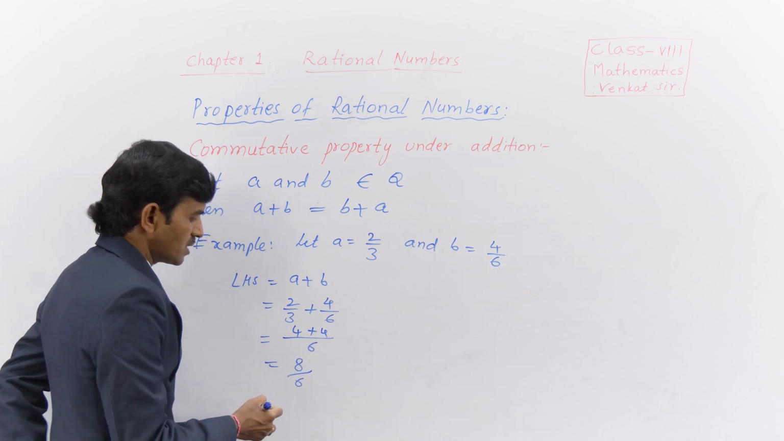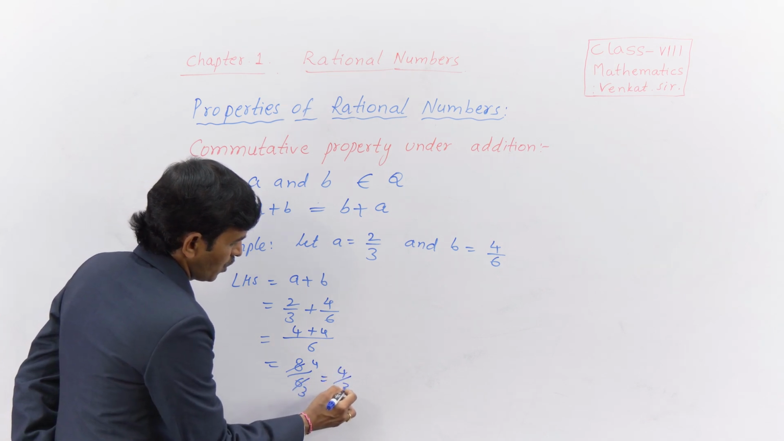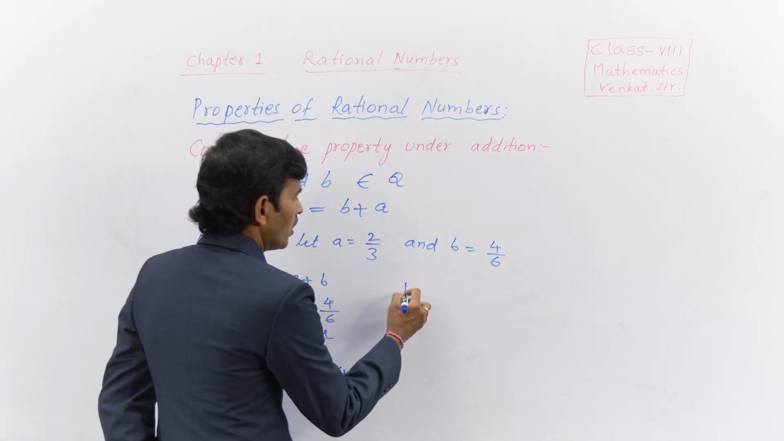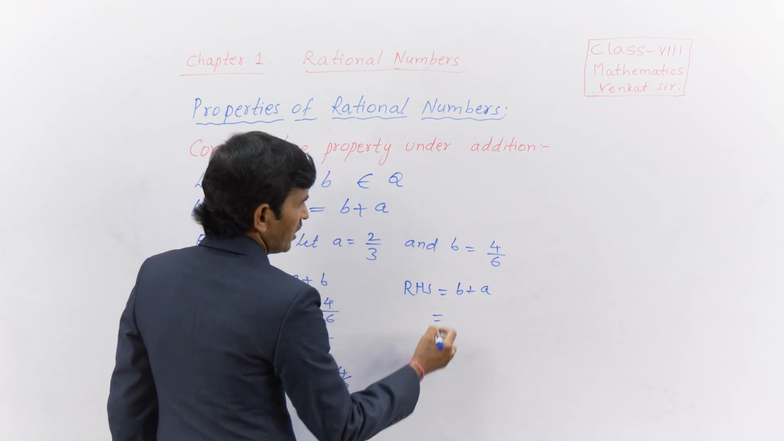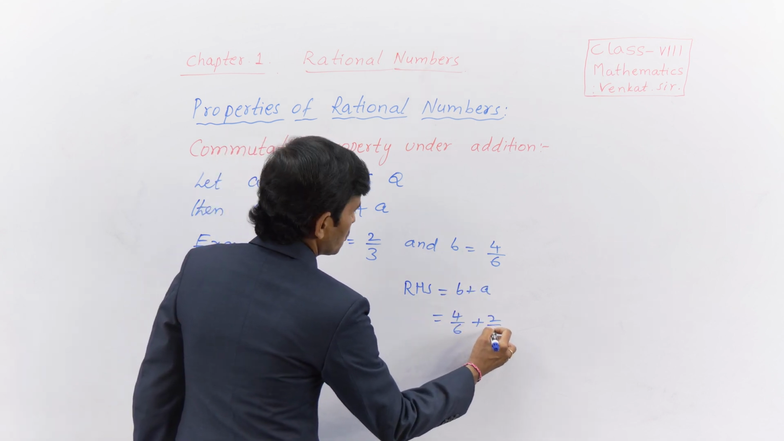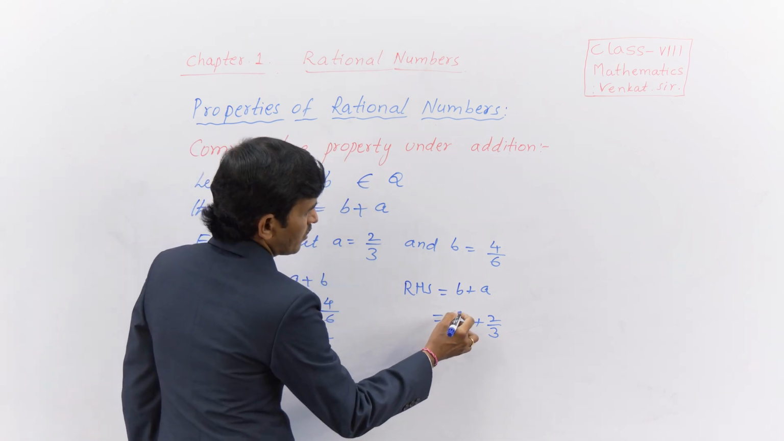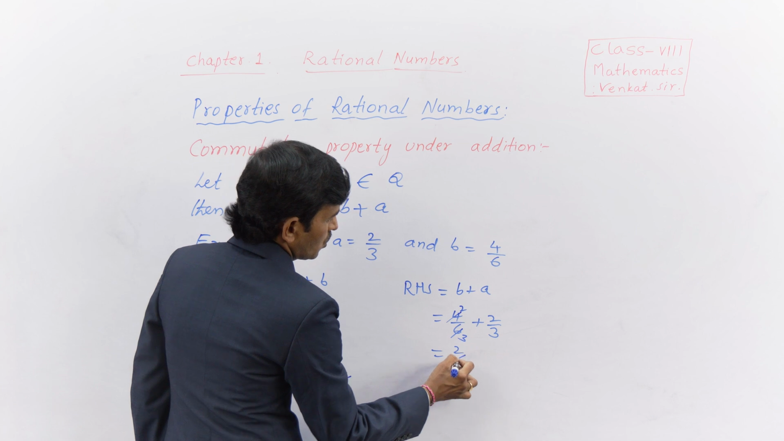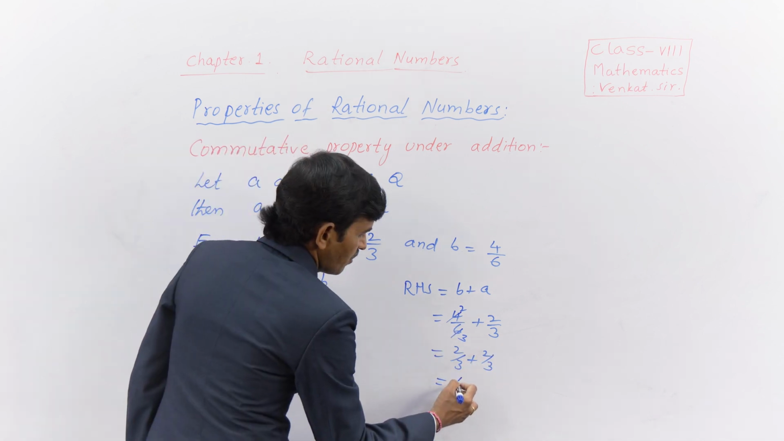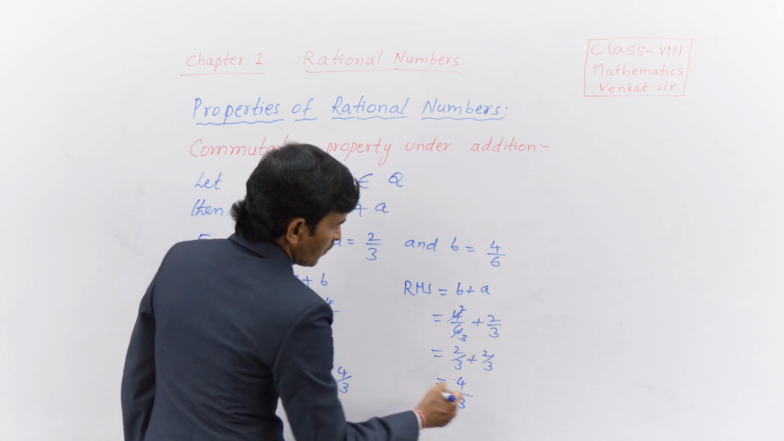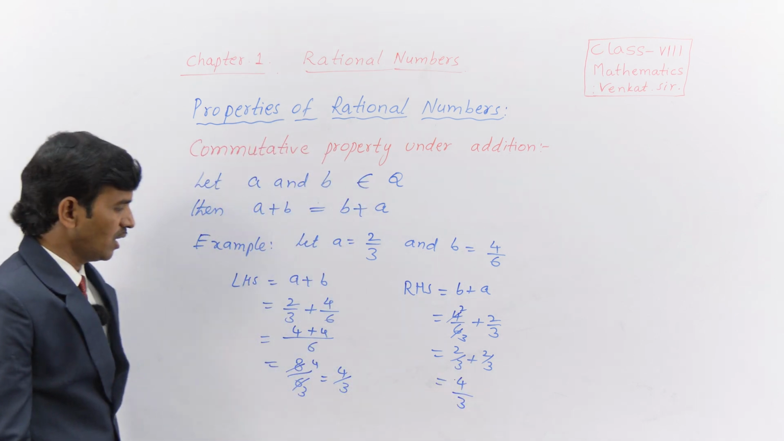If you simplify this, 2 4s are 8, 2 3s are 6, so what do you get here? 4/3. Now if you consider RHS, that is b + a, what is b + a here? 4/6 + 2/3. If you simplify, it is also converted into simplest form. Directly you can do here itself, 2/3 + 2/3. What will you get then? Same LCM, LCM is 3, 2 + 2 is 4/3. In this case you are getting 4/3, here also you are getting 4/3.